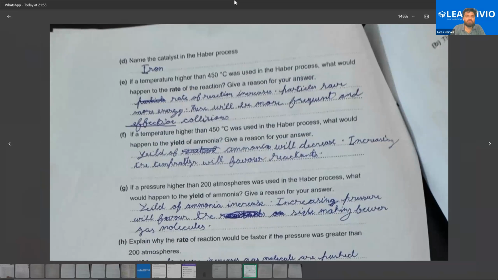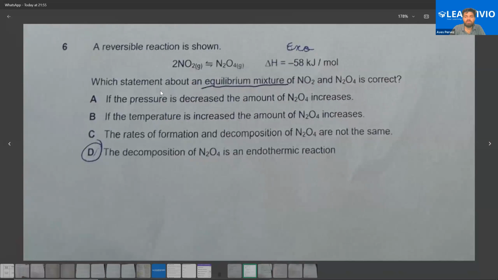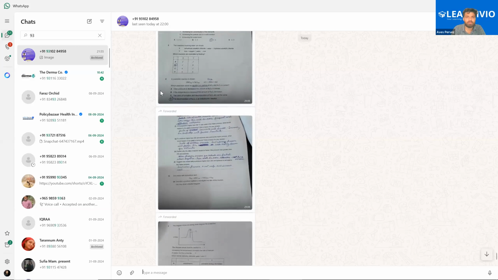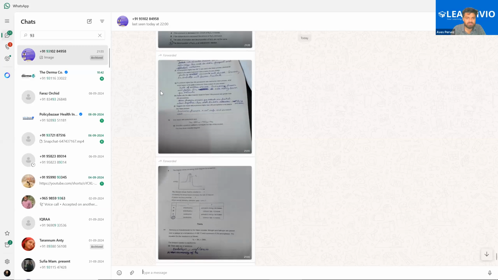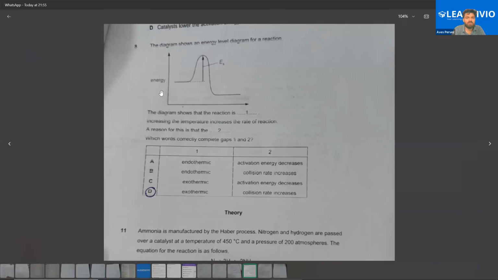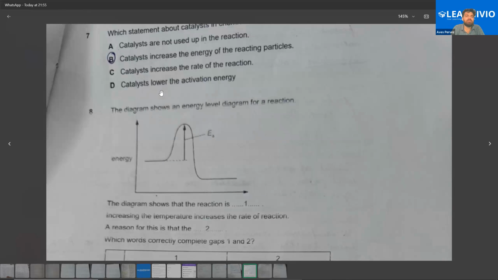Here we don't have the catalyst in Haber process, iron. Just a minute. Here we don't have this question. The next part of this question is this one. 6, then we have 7, 8. We can do in any order. Sorry. Okay, we have seven questions also here.